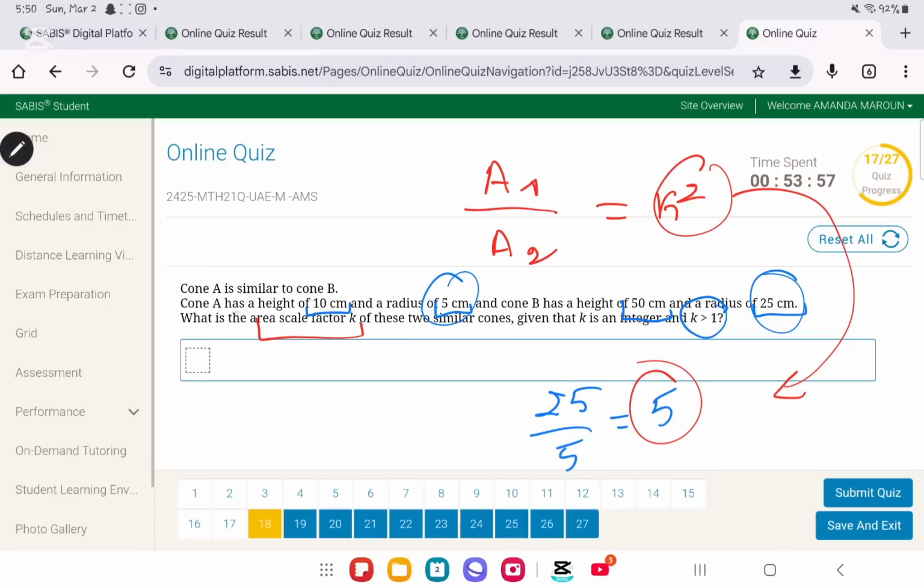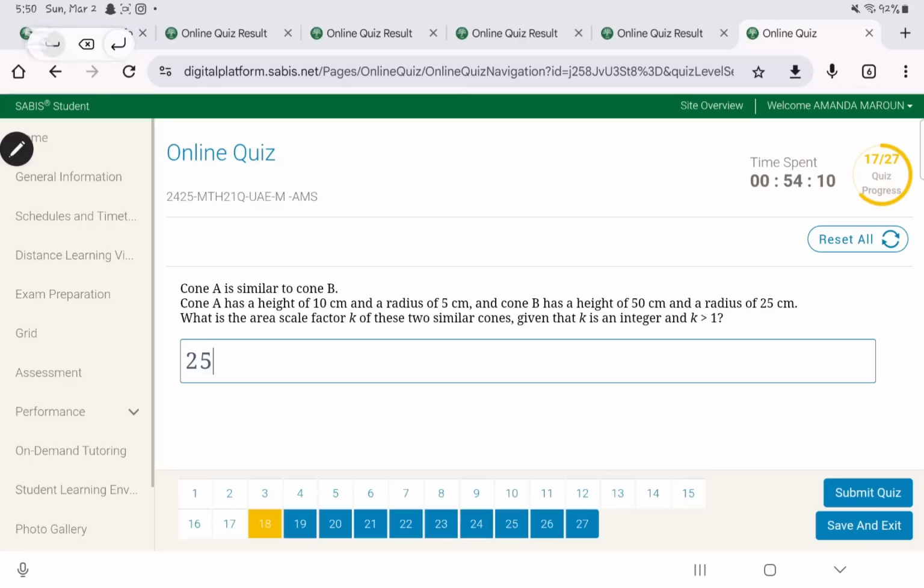But do they need K or do they need the area scale factor? No, they need the area scale factor K, which is K squared. So you're going to square this and you're going to get 25. So very simply, 25 is our answer.